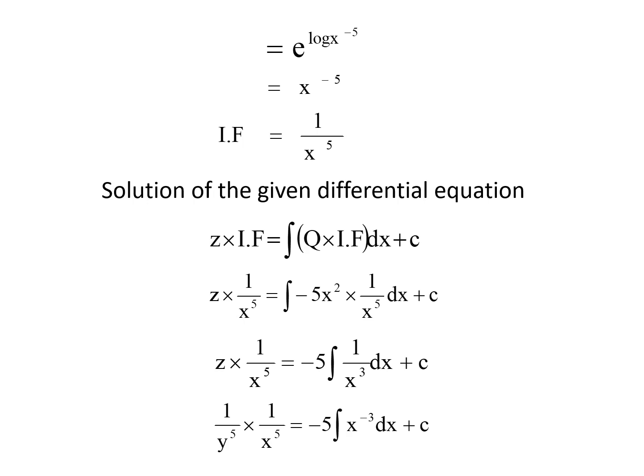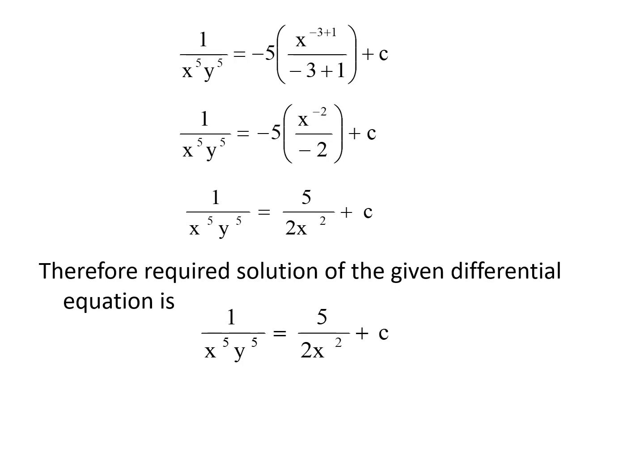Move on to the next line. z into 1 by x power 5 is equal to, from the integral take outside minus 5. So minus 5 integral, after x square and x power 5 cancel, the left out part is 1 by x cube into dx plus c. Move on to the next line. Substitute the z value here, 1 by y power 5 into 1 by x power 5, which is equal to minus 5 integral, 1 by x cube can be written as x to the power of minus 3 dx plus c.